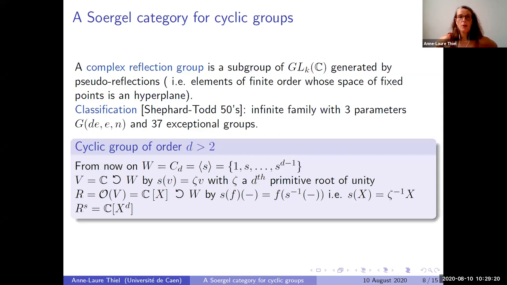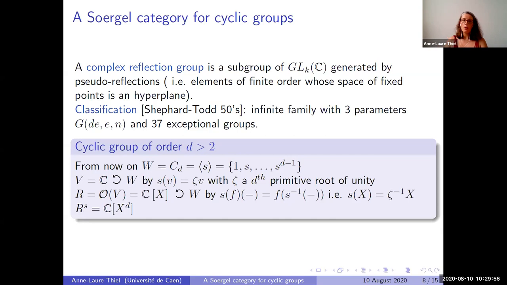These groups were classified in the 50s by Shephard and Todd, and they consist of an infinite family with three natural parameters, G(d,e,n), and 37 exceptional groups. Today we'll focus on the cyclic group, which means one infinite family corresponding to e and n equal to one. So it's G(d,1,1).